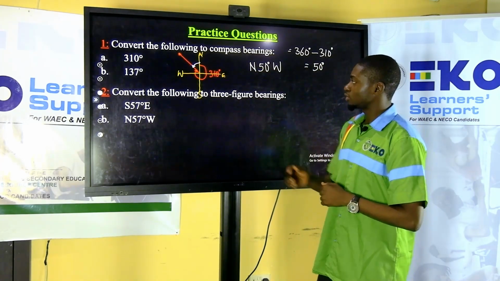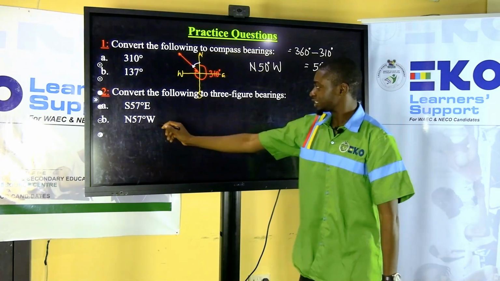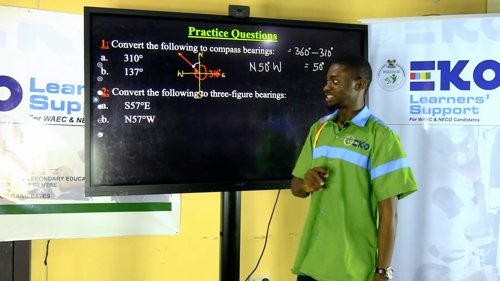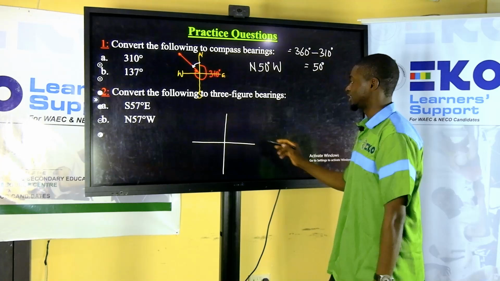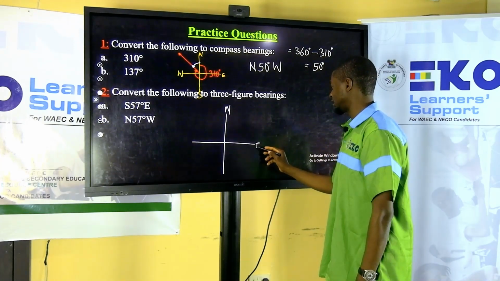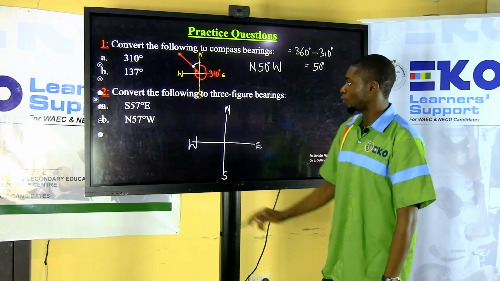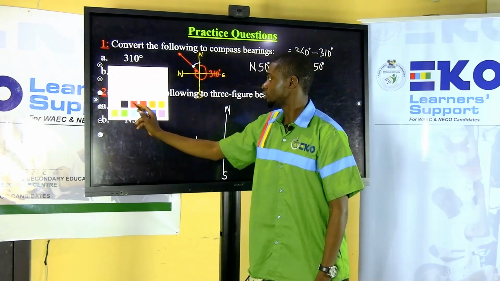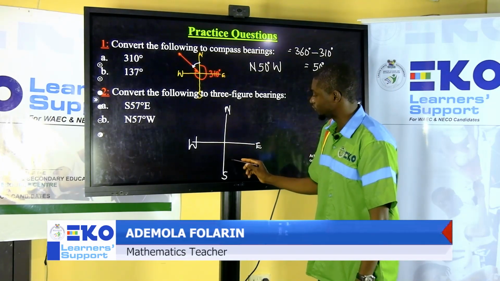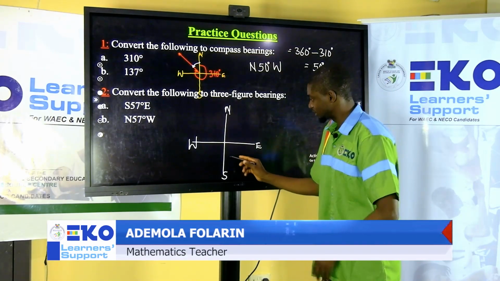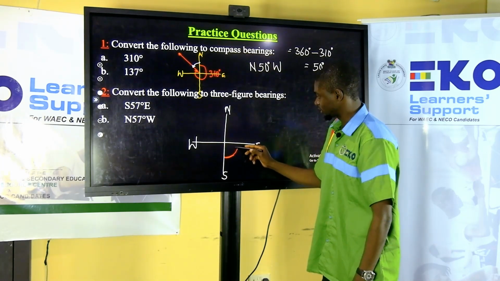Now, the second one, convert the following to 3 figures bearing. Since this is northwest, use the knowledge here to solve this. But I'll go to this southeast. We have it this manner: north, east, south, west. So what we are dealing with falls between south and east. So you start your reading from the south, 57 degrees to the east. 0, 57.